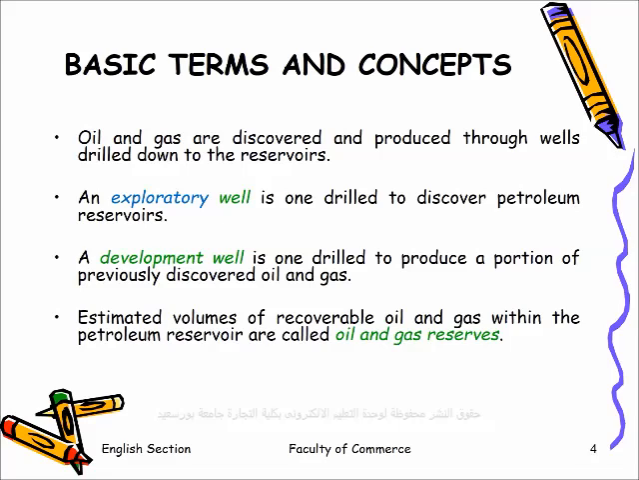So we need to know that we have two kinds of wells: exploration well, which is drilled to discover petroleum reservoir. On the other hand, development well is one drilled to produce a portion of previously discovered oil and gas. Estimated volumes of recoverable oil and gas within the petroleum reservoir are called oil and gas reserve. Here we need to mention that there is a difference between reservoir and reserve.